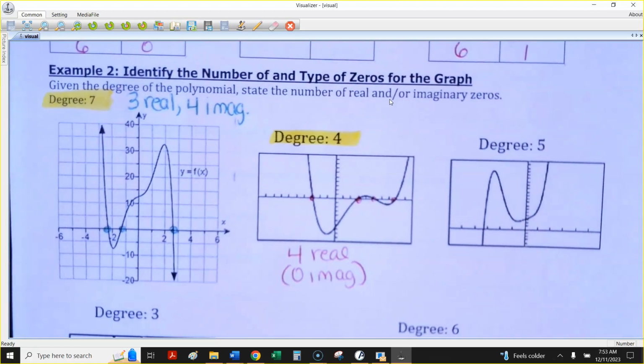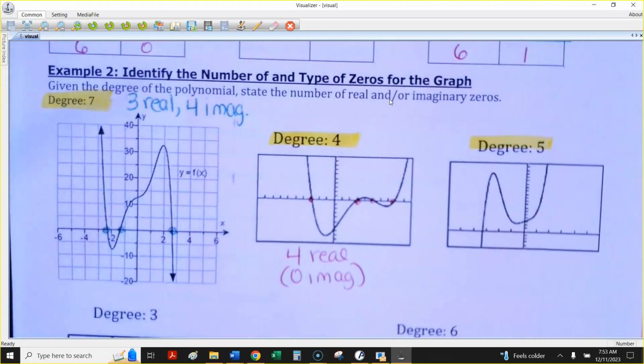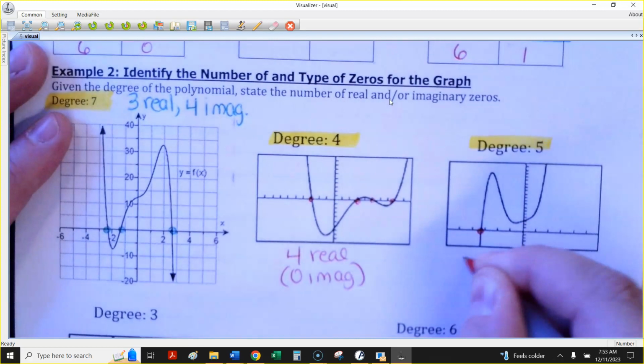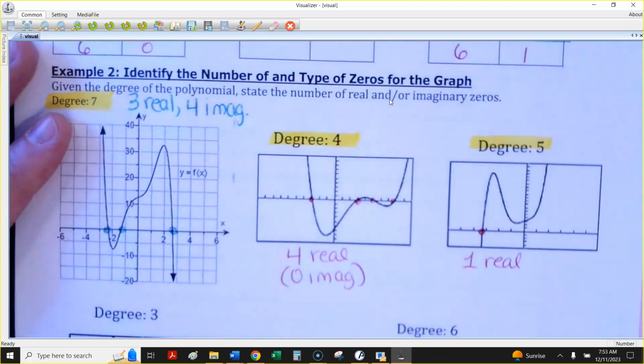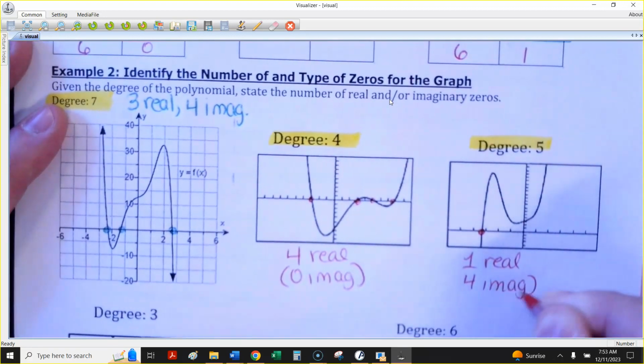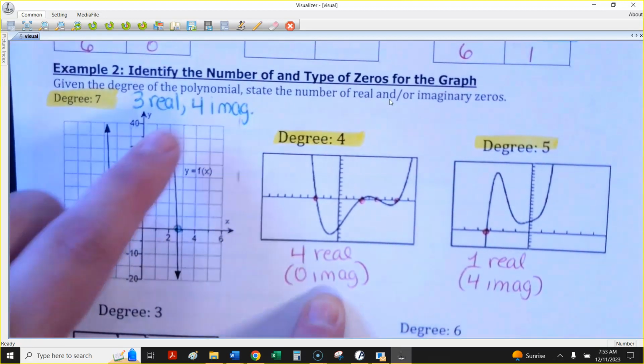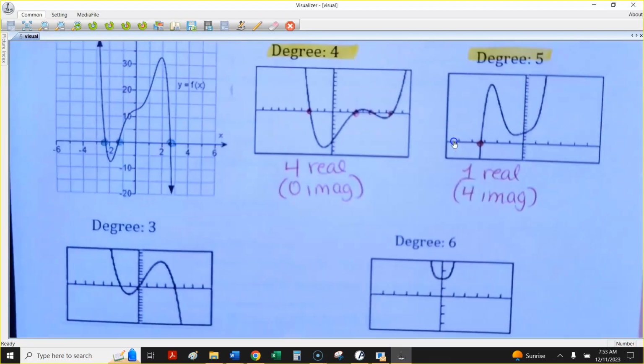All right, my third graph, this is 5th degree. How many zeros can you see on the graph? 1. You just have 1 real. All right, so if that's degree 5, how many have to be imaginary? 4. And all of these, hopefully you're noticing this, the imaginary are coming in even. Like this would be 4, this is 0, this is 4. They can't come in odd numbers.